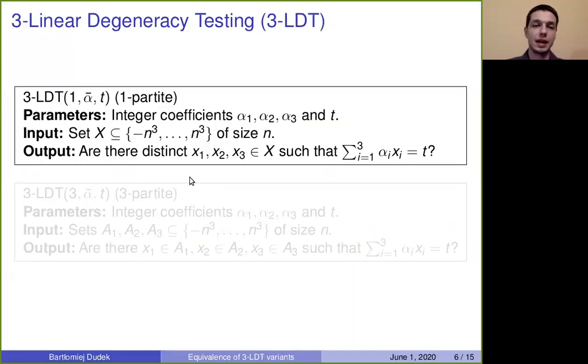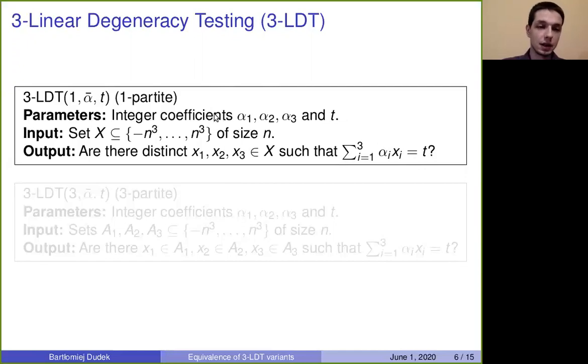Let me expand the mysterious abbreviation LDT. It stands for linear degeneracy testing. The main formulation is as follows. We are given integer coefficients alpha 1, alpha 2, alpha 3, and t, and a set X of numbers, and we ask if there are distinct elements x1, x2, and x3 belonging to X, such that this linear combination sums up to t. Clearly this formulation is a generalization of both free-sum and average, because we can set appropriate values of alphas and obtain one of these two problems.